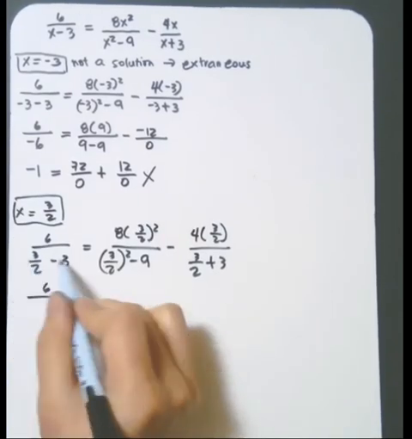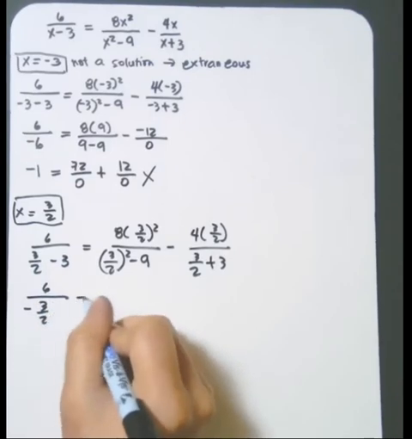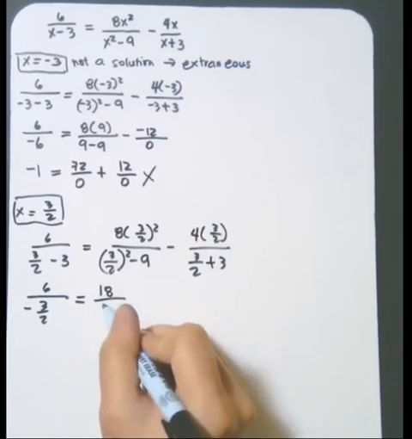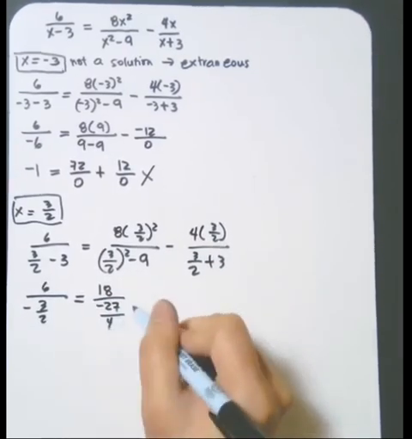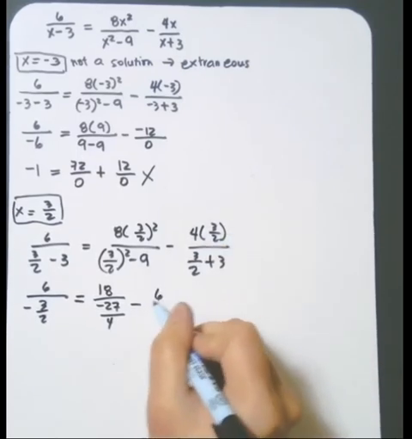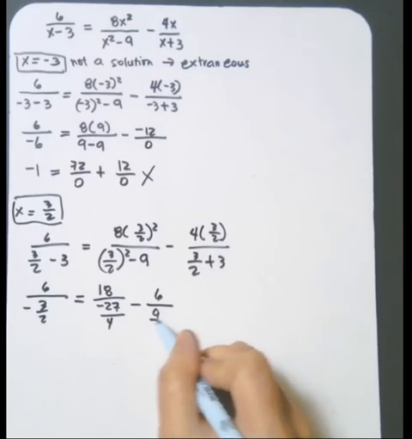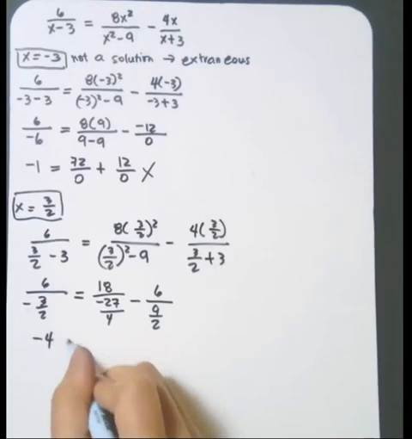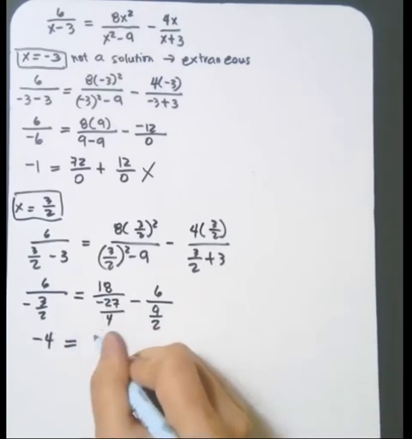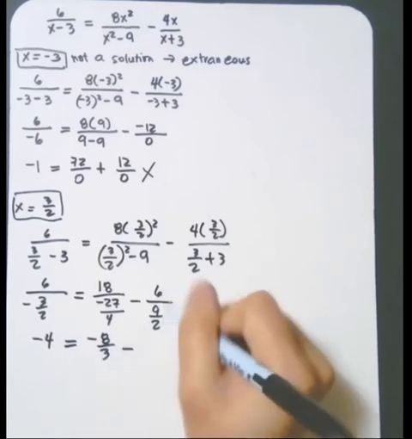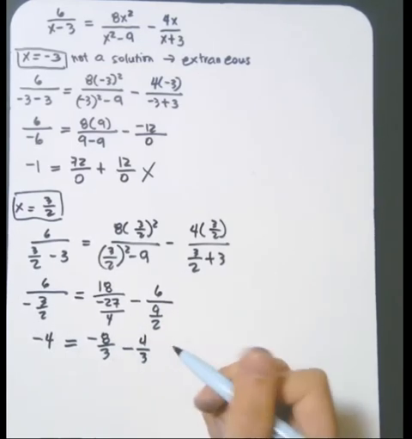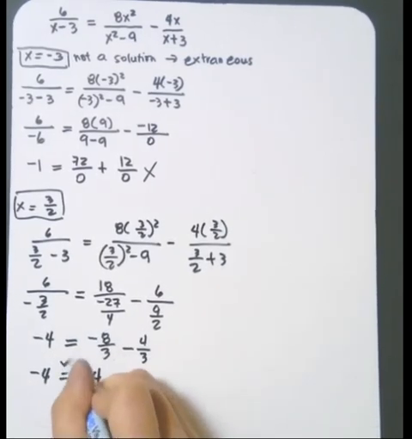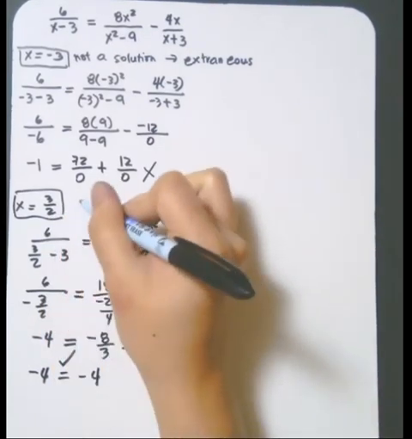So we have 6 over, subtract it, that's equal to negative 3 over 2, equals, simplify, we have 18, subtract, we have negative 27 over 4 minus, multiply, this is equal to 6, add, that is equal to 9 over 2. If you divide this, 6 divided by negative 3 halves is negative 4, equals, divide it, negative 8 over 3 minus, divide, 4 over 3. Negative 4 is equal to, you subtract it, that's equal to negative 4. Since they are equal, that means 3 over 2 is a solution.